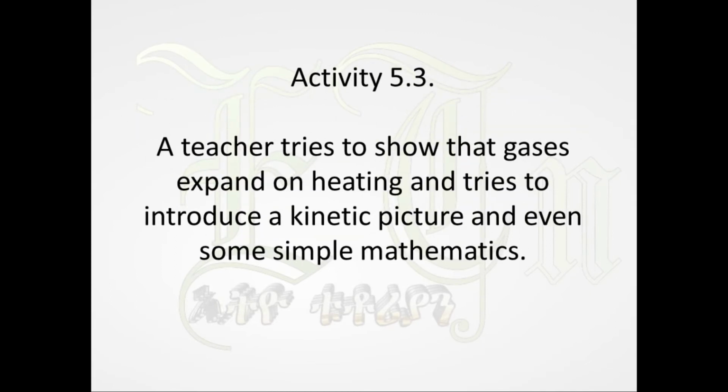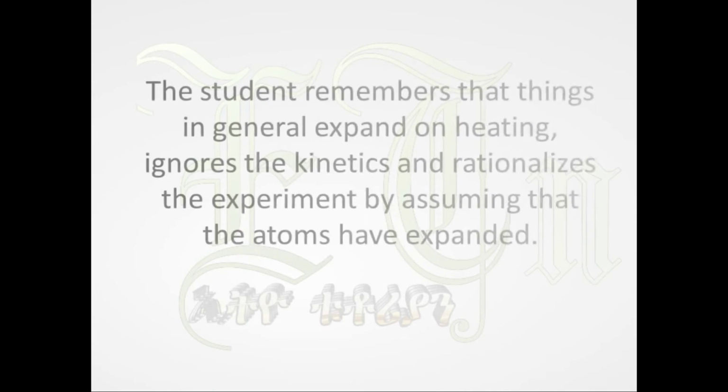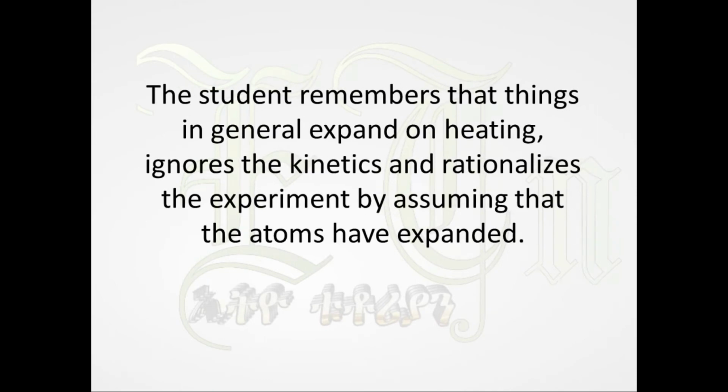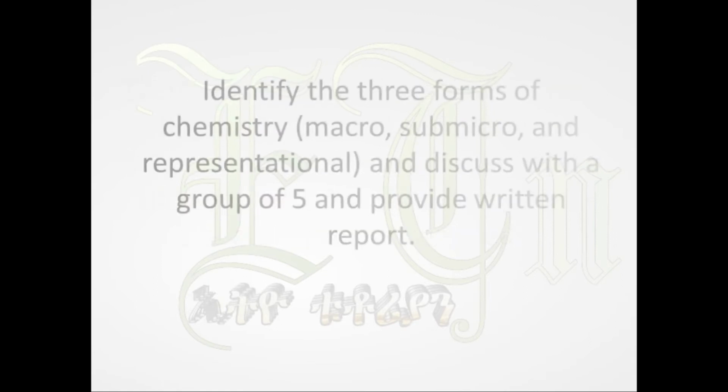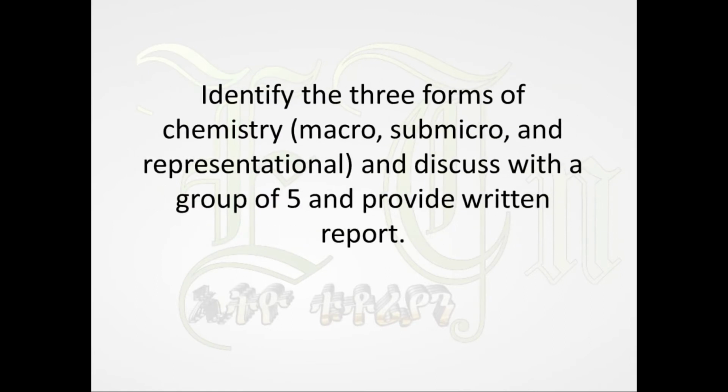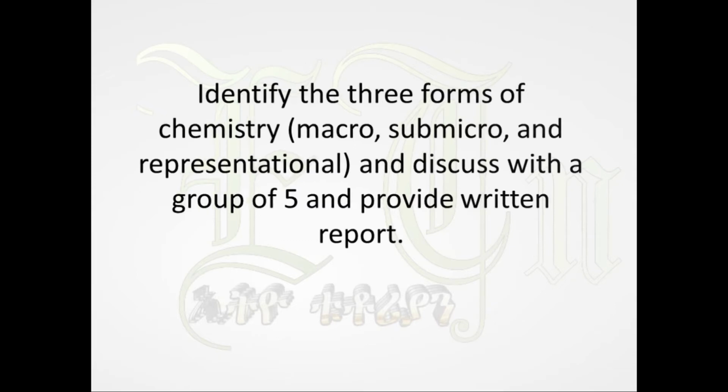Activity 5.3. A teacher tries to show that gases expand on heating, and tries to introduce a kinetic picture, and even some simple mathematics. The student remembers that things in general expand on heating, ignores the kinetics, and rationalizes the experiment by assuming that the atoms have expanded. Identify the three forms of chemistry: macro, submicro, and representational, and discuss with a group of 5 and provide a written report.